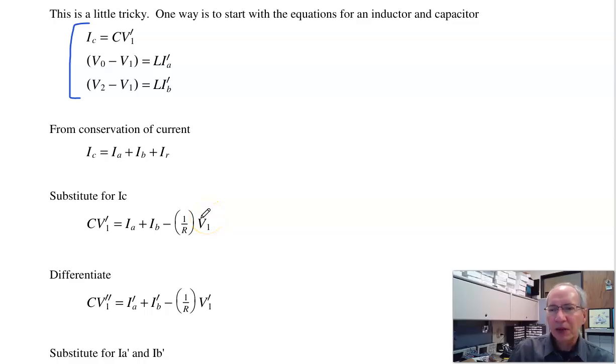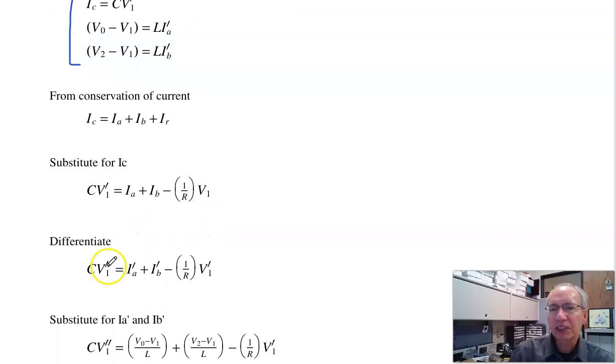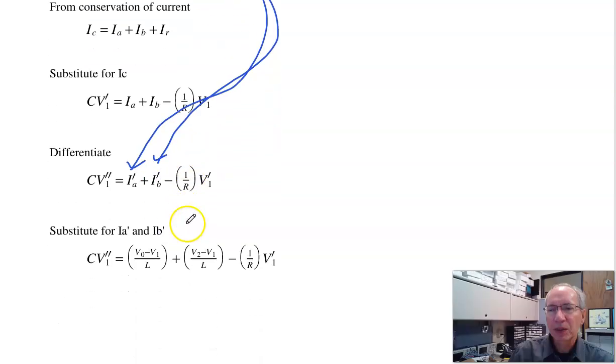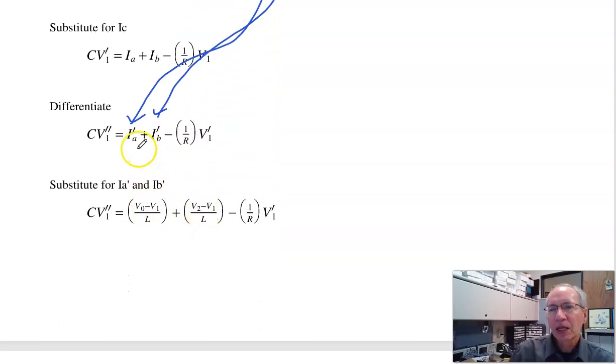Okay, now here's the trick. I want to substitute, but I don't know IA. I know the derivative of IA. So take the derivative of this equation. I get the second derivative, C V double prime, is the derivative of IA plus derivative of IB minus 1 over R, derivative of V1. Now I can substitute. That goes in for IA prime. This goes in for IB prime. Substitute.